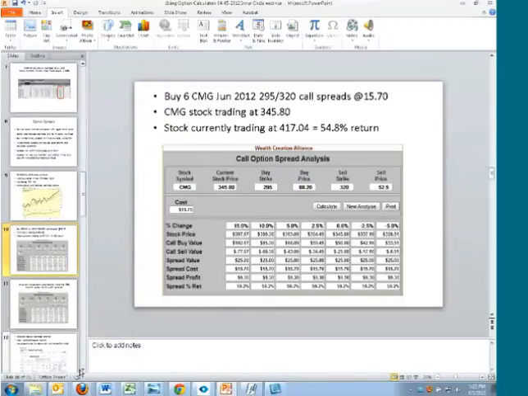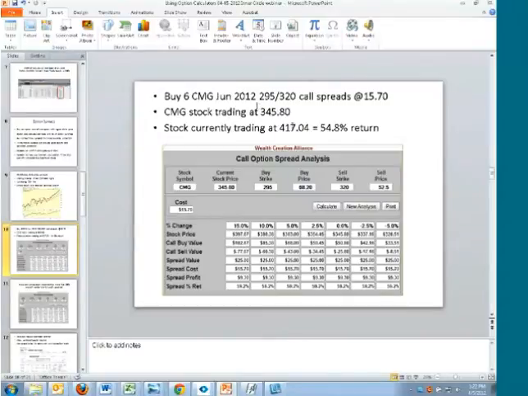We went ahead and bought the June 295 call, and we sold the June 320 call to create a spread. And again, this was done simultaneously. At the time, CMG stock was trading at 345.80, and the stock's currently trading at 417 as of yesterday.